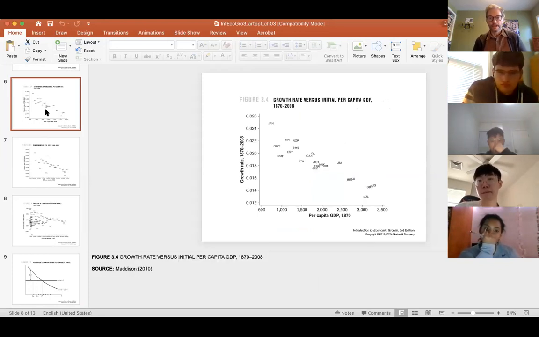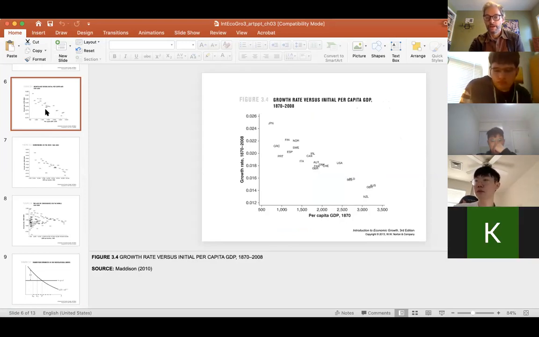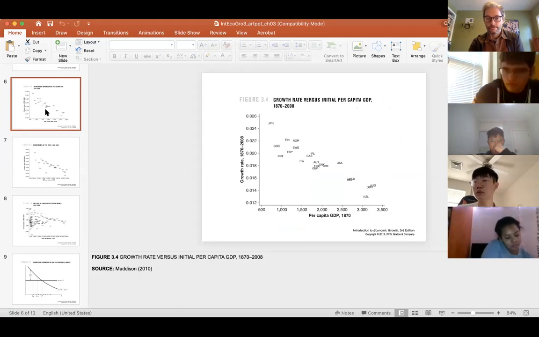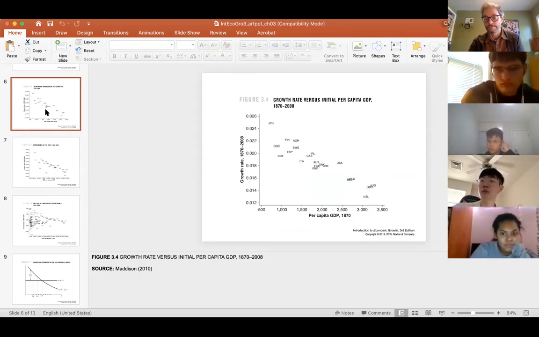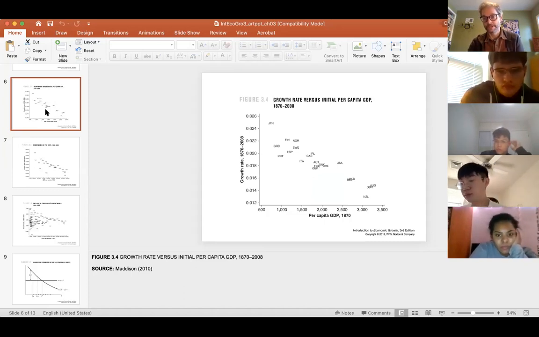So this is looking at what we can call a convergence graph. So what is a convergence graph? It's looking at how rich you were in the past versus how fast you've grown since that time. So the horizontal axis here is per capita GDP all the way back in 1870. Okay, so 150 years ago, what was a country's per capita GDP? And then the vertical axis is how fast the country has grown since that time.